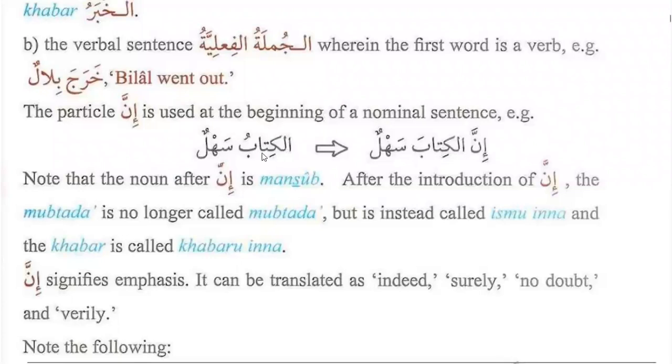So in the first sentence, al kitabu sahlun, al kitab is mubtada and sahlun is khabar. But in this sentence, innal kitaba sahlun, we don't have any mubtada, we don't have any khabar. So we'll say that kitab is ismu inna, the ism of inna. And sahl is the khabaru inna, which means sahl is the khabar of inna. Okay? You need to remember this.